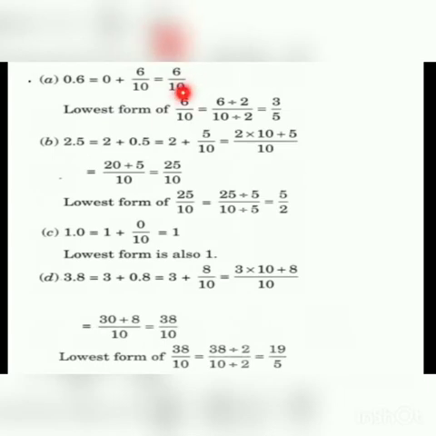Now we have to make this 6 by 10 into the lowest form. In 6 by 10, we have a common factor. What is the common factor? 2 is the common factor. So 6 by 10, dividing both numerator and denominator by 2, what do you have? 3 by 5. So what is the fractional form of 0.6? 3 by 5. How did we get 3 by 5? 0.6 we first converted into 6 by 10. Now the lowest form of 6 by 10 is 3 by 5.